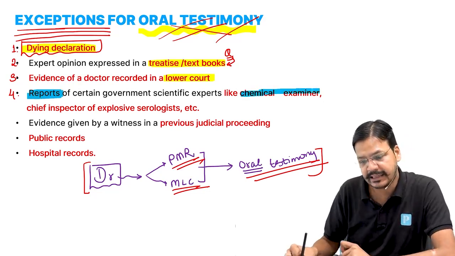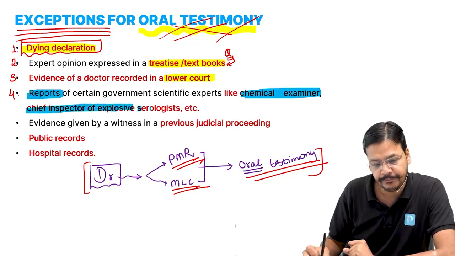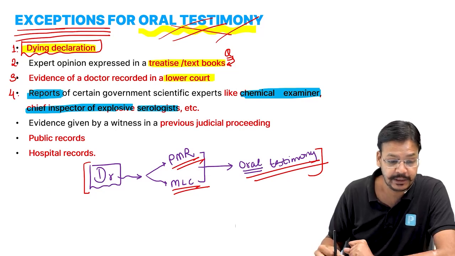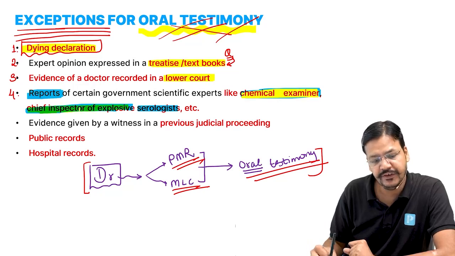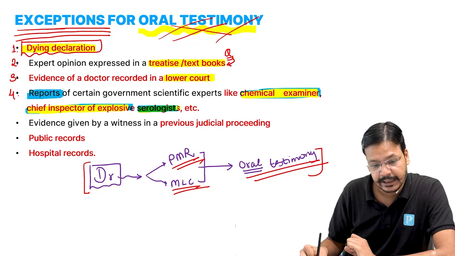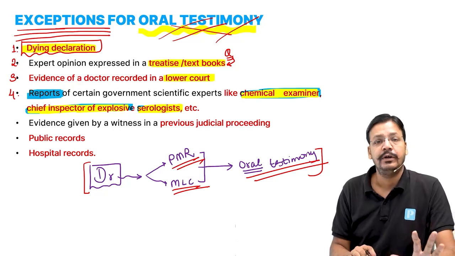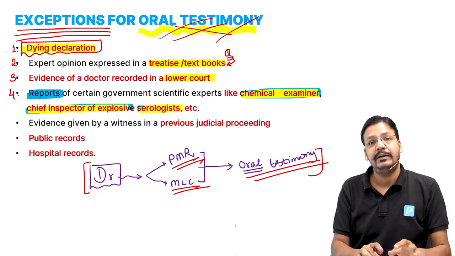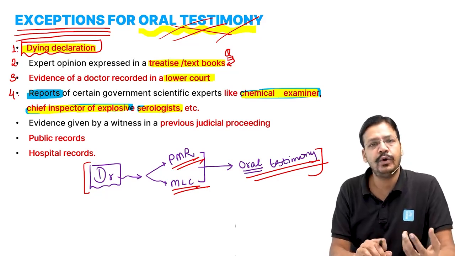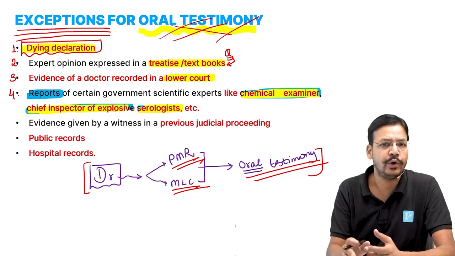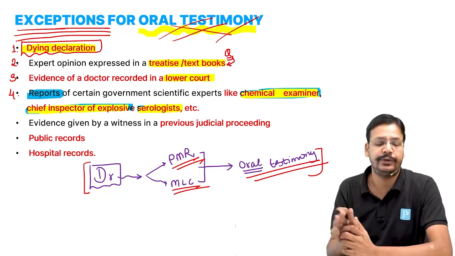Number 1, chemical examiner report. Number 2, chief inspector of explosive report. Number 3, serologist report. Listen very, very carefully. Sir, these are 3 reports which are considered as a document, as it is, as evidence. No need for the toxicological examiner, the chemical examiner, the serological examiner to come to the court.